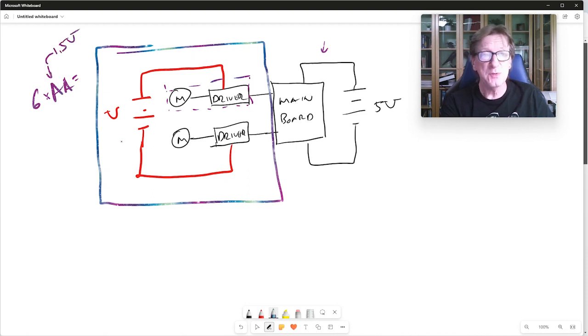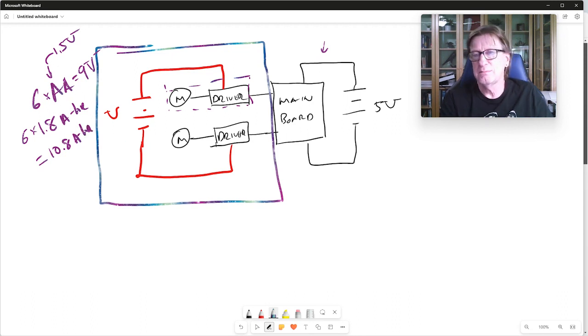So the maximum voltage we can apply here is going to be 9 volts. And then the storage is still going to be 6 times 1.8 amp hours, or 10.8 amp hours. So that's going to be the same. And typically we literally use the same battery packs. We just stack them on top of each other. So I've got 2 independent battery packs controlling this.